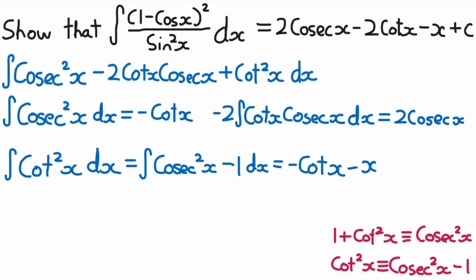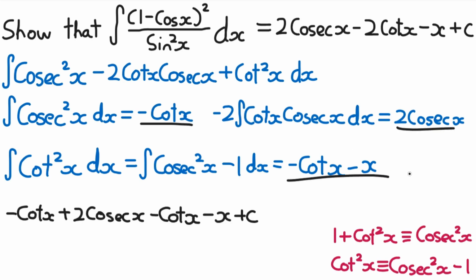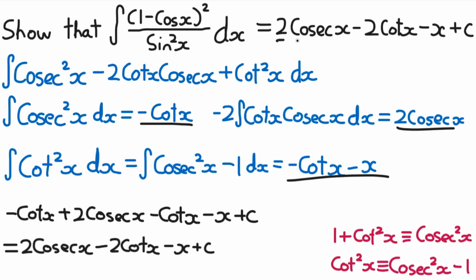So what we can do now is, if we add these terms together, it's going to be minus cot x plus 2 cosec x minus cot x minus x, and then remember the plus c on the end. Then we can simplify this because we've got 2 minus cot of x, so this is equal to 2 cosec of x minus 2 cot of x minus x plus c, which is what's required.